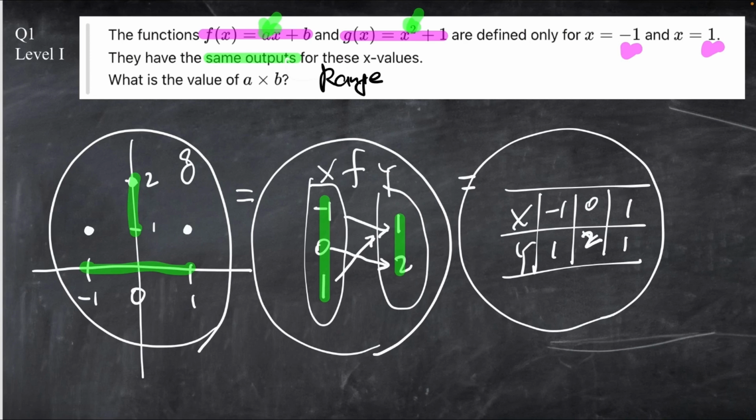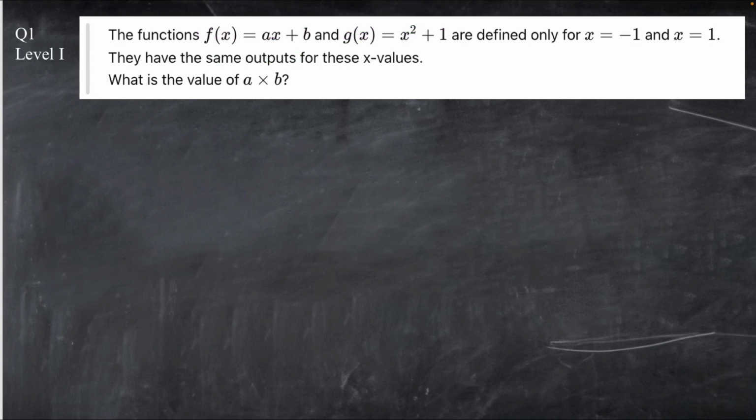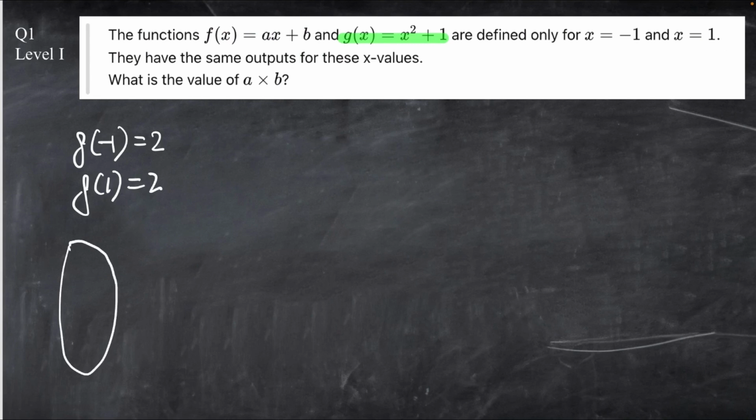So now let's solve the problem. Since g of x is already given, let's try plugging values into it. If we first plug in -1, g of -1 becomes 2. Similarly, if we plug in 1, g of 1 also becomes 2. What this shows is that both -1 and 1 are mapped to the same output, which is 2. Therefore, since this is how g of x behaves, f of x must follow the same pattern.